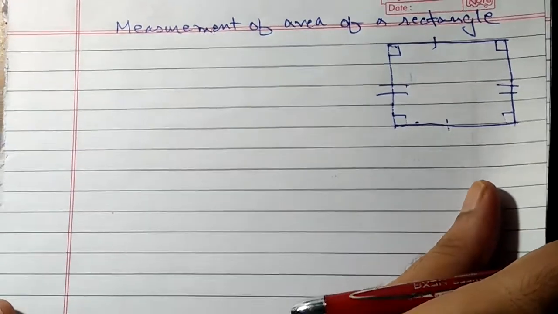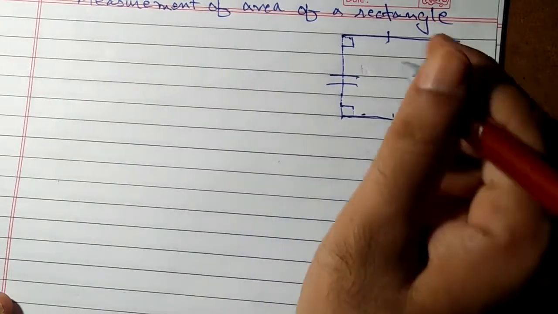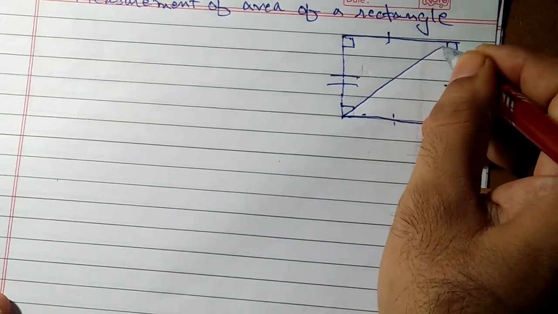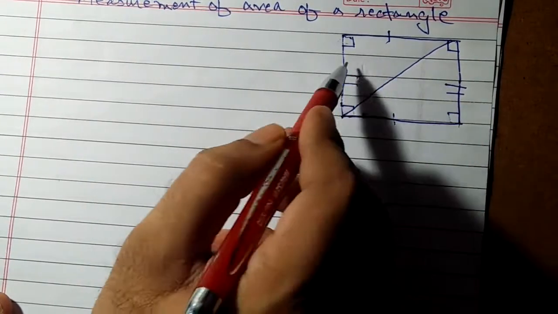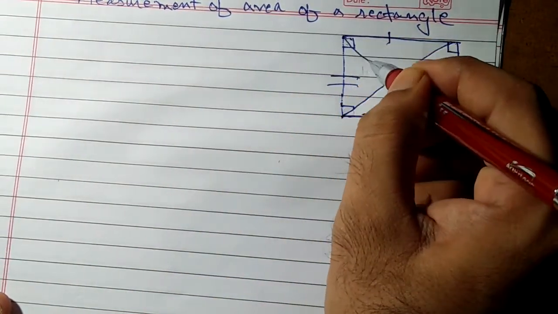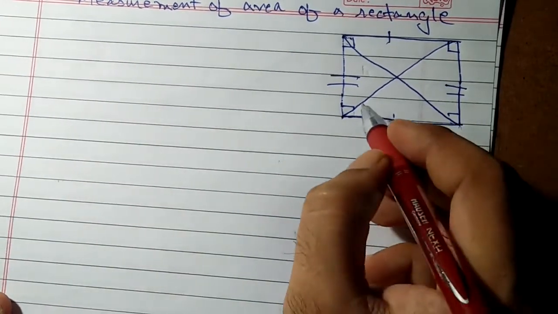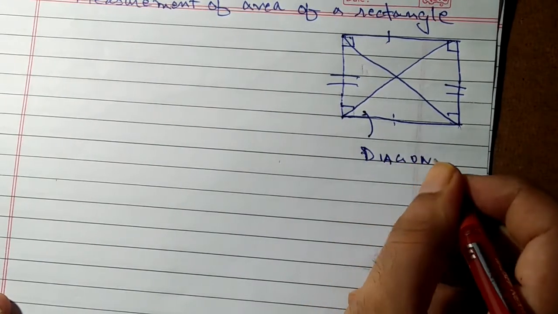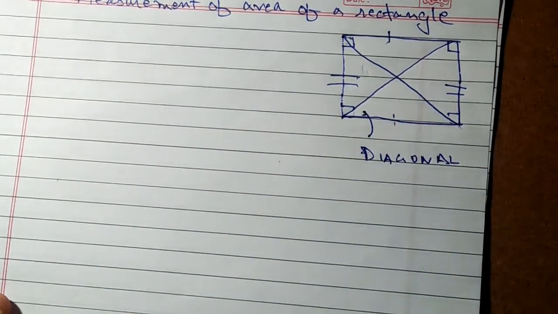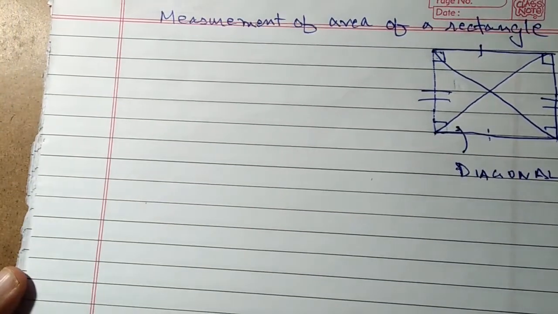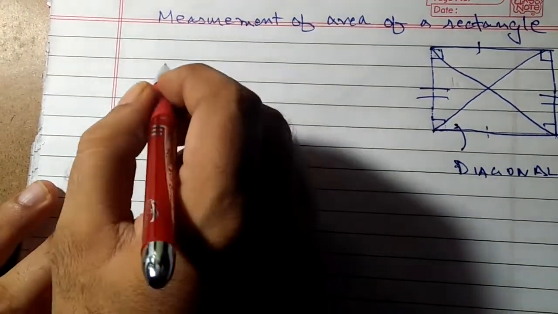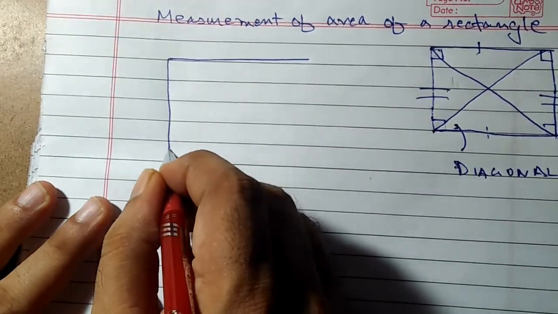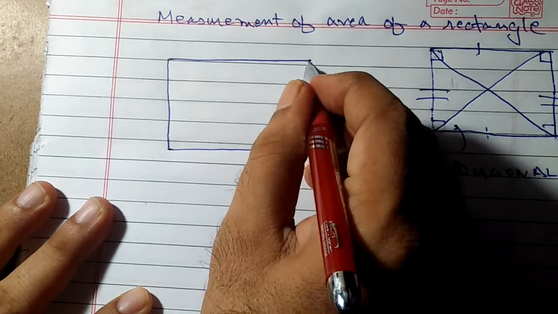Okay, and if in a rectangle you join the opposite vertices like this or this, what you get is a diagonal. Now let's simplify this. Let's draw a rectangle like this. You have to practice drawing without scales.